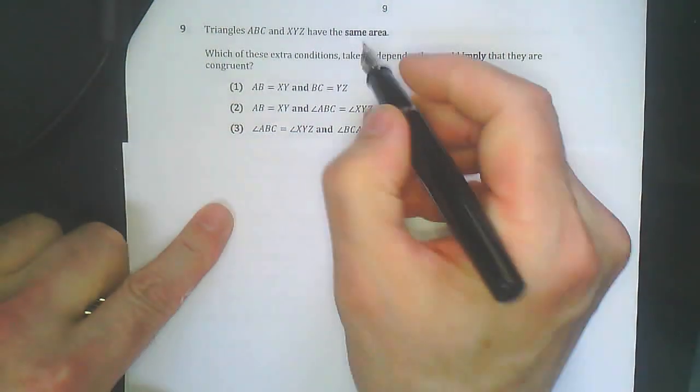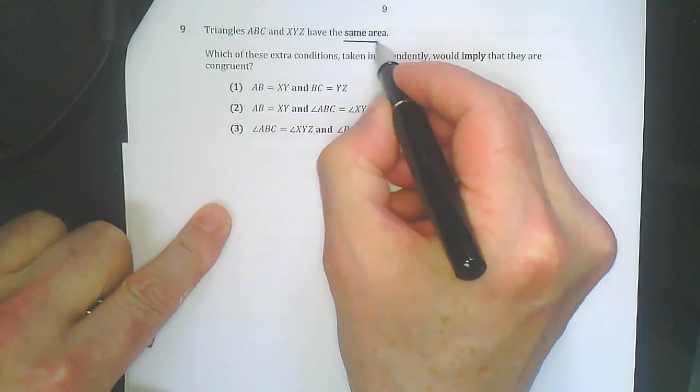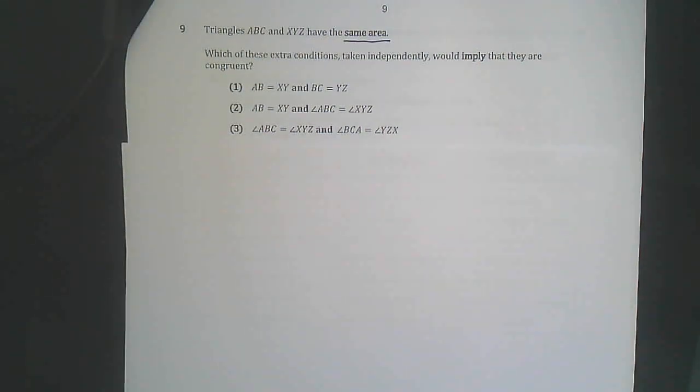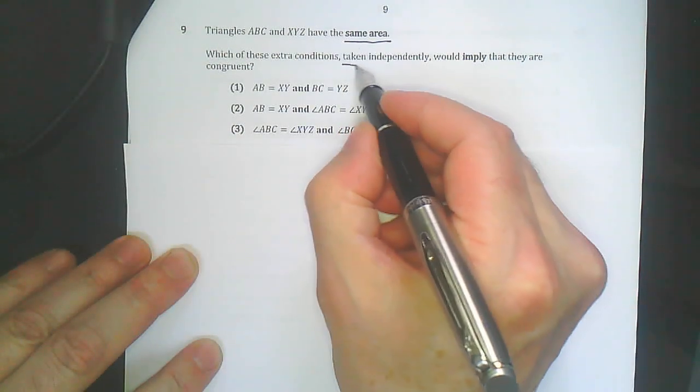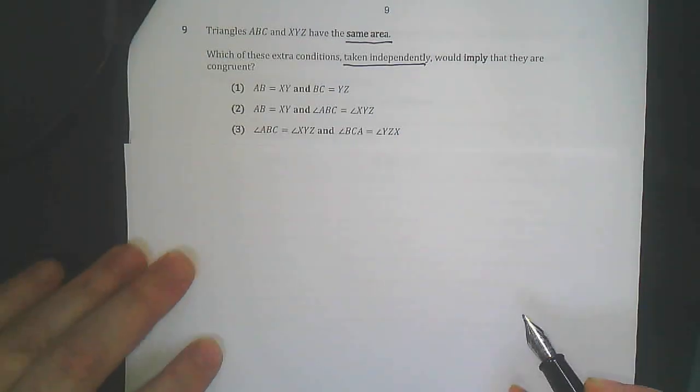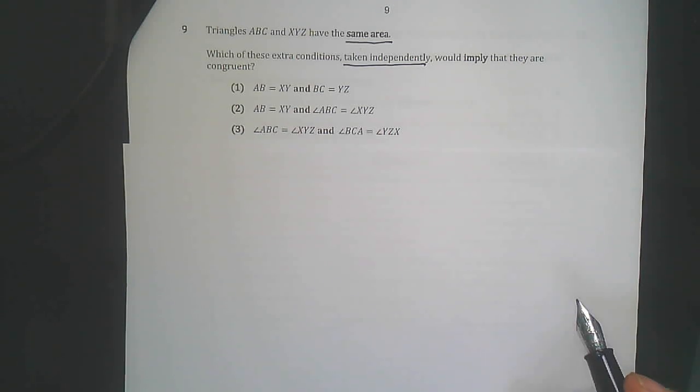This is TMUA 2016 paper 2, and this is question 9. This question is talking about two triangles, ABC and XYZ, having the same area. So the two triangles have got the same area, and the question asks which of these extra conditions, taken independently, so we need to look at each one individually, one at a time, would imply that they are congruent.